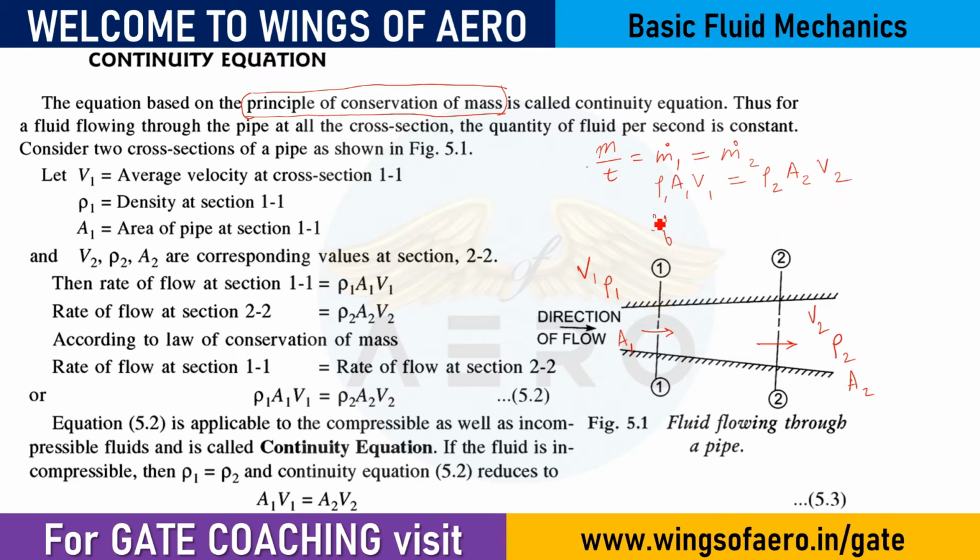Now if the flow is incompressible, so rho 1 is equal to rho 2. If I use this idea in this equation, I will get A1 V1 equals A2 V2. That means I can say the discharge at section 1 will be equal to the discharge at section 2. In other words, we can say this in terms of discharge only if the flow is incompressible.